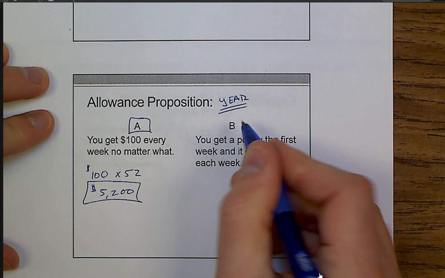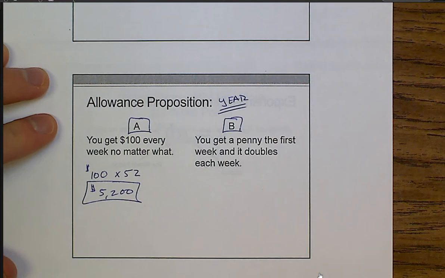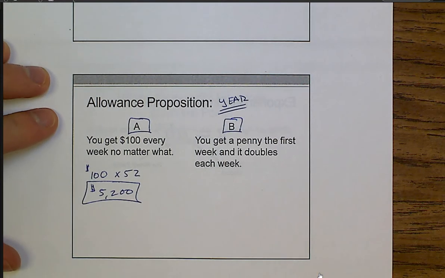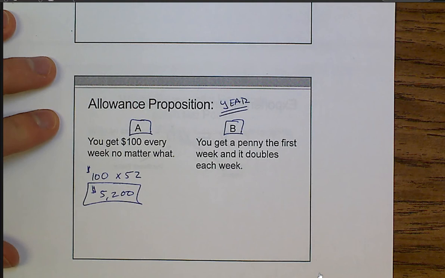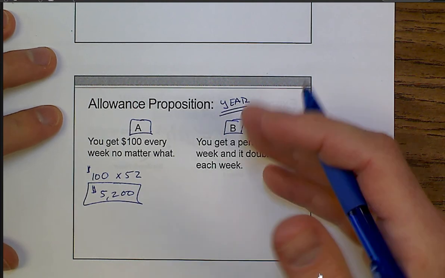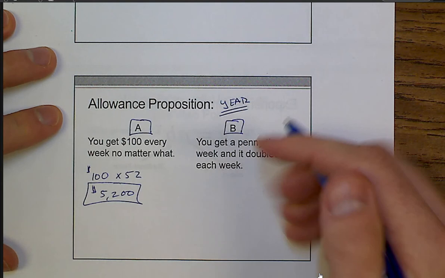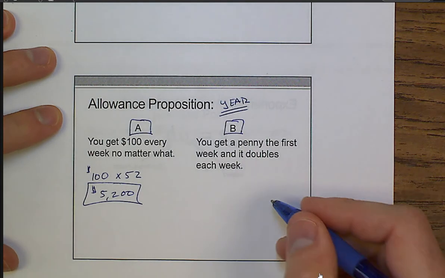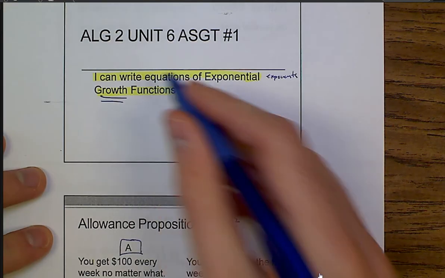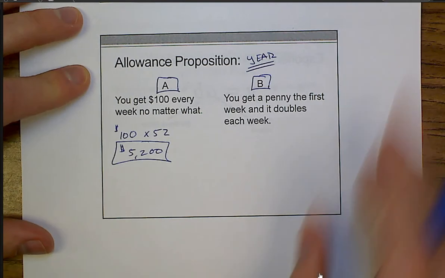Proposition B, your parents say to you, okay, here's the second situation, and you get to choose which one you want. You get a penny the first week, and it's going to double every week. So let's go through this scenario, and really proposition B here is a way to show you how exponential growth functions kind of come together. And so let's go through this situation.